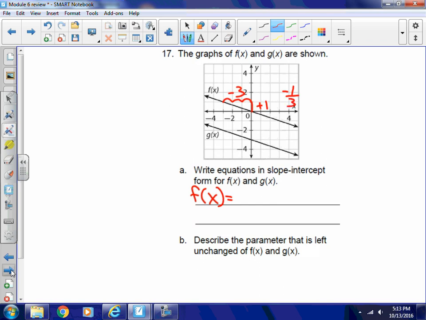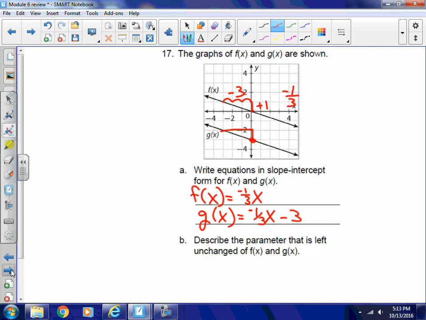But double check your picture. This line looks downhill. That slope better be negative. So f of x equals negative 1/3 x, and our y-intercept is 0. I could write a plus 0, but it's better to not. And that's the equation in slope-intercept form. Now for g of x. Well, notice the slope is the same. Rise 1, run backward 3. So our slope is still negative 1/3, but we do have a y-intercept at negative 3.